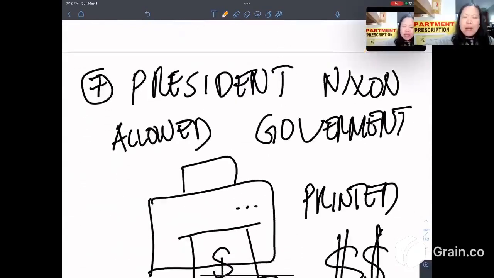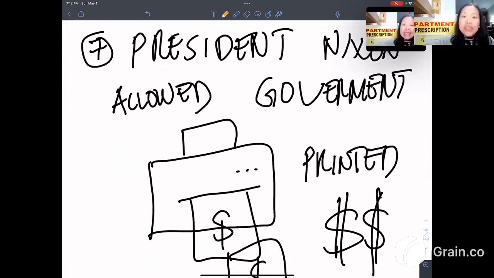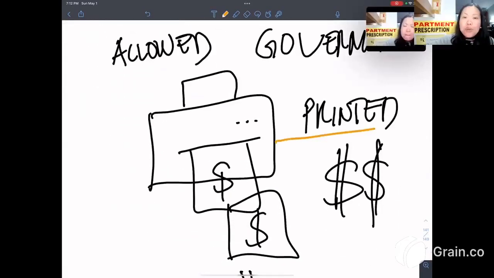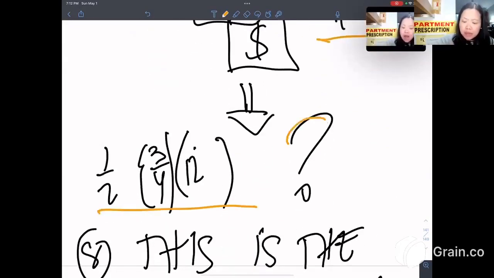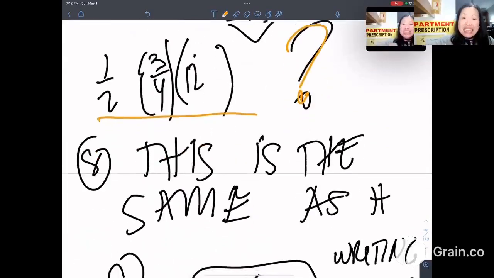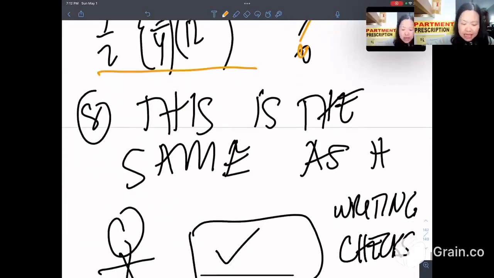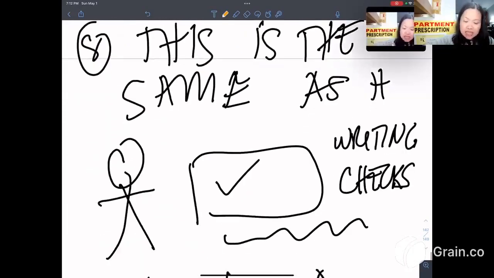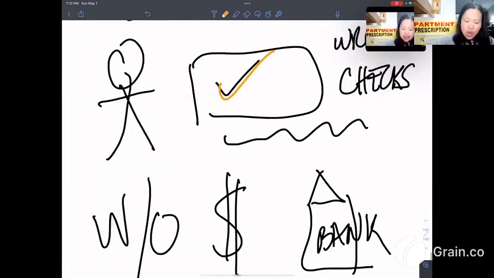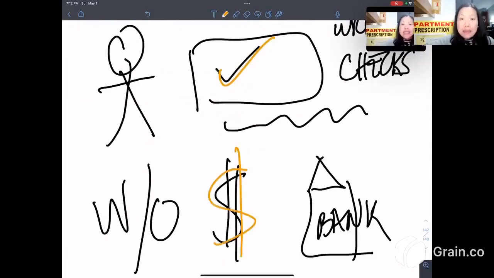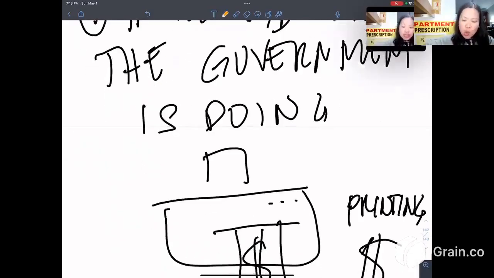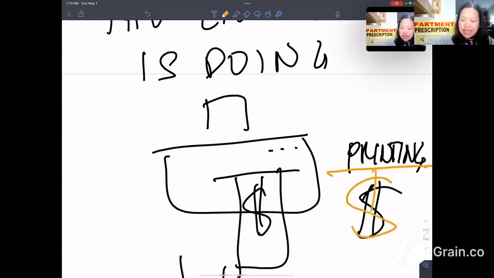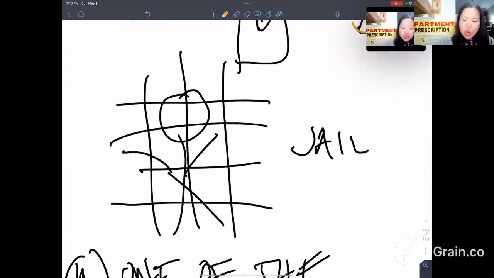Lesson number seven, President Nixon allowed the government to print a lot of money. For what? To solve the problem. Now, this is lesson number eight. This is the same as us writing checks without money in the bank. And so if we did what the government is doing, which is printing money, then what's going to happen to us? We're going to be in jail.